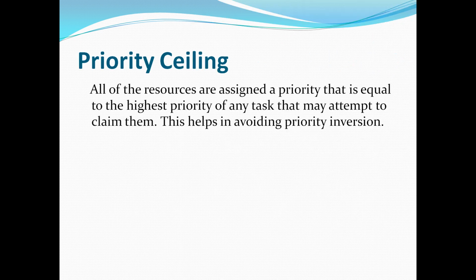Now come to the first solution to the priority inversion problem, that is priority ceiling. So priority ceiling means what? All the resources are assigned a priority that is equal to the highest priority of any task that may attempt to claim them, and this helps in avoiding priority inversion. So the idea is that one way to solve priority inversion is to use the priority ceiling protocol, which gives each shared resource a defined priority ceiling.